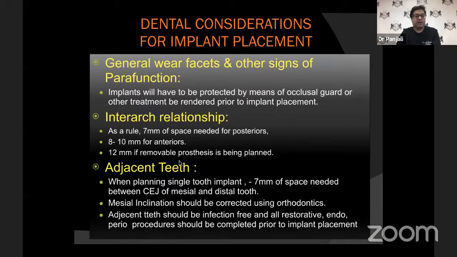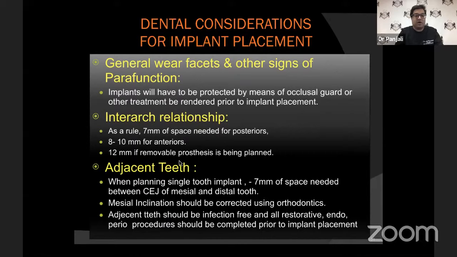The inter-arch relationship, as a rule of thumb: if you are trying to restore teeth supported by implants in the posterior area, you need a minimum of 7 millimeters of space. For anteriors, you need 8 to 10. And for removable prostheses, you need more to compensate for the thickness of the acrylic and the plastic that you will have. But keep in mind the question you have to answer.